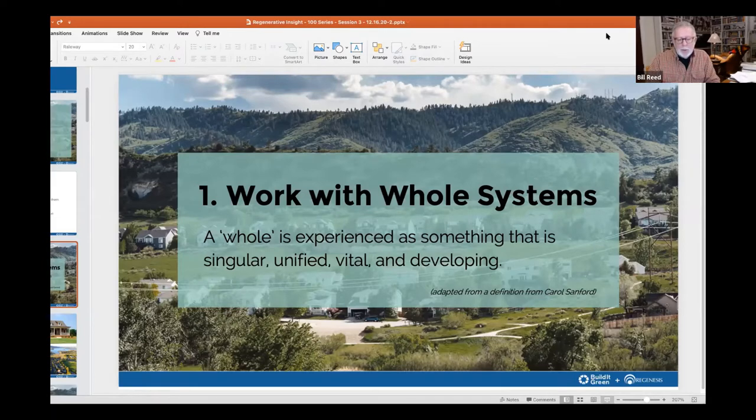And the question about wholes is, what whole are we working with? The universe, North America, California, San Francisco, East Bay. What's important is to understand that a whole is experienced, and we'll read the definition, as something that is singular, meaning it's an entity. It's unified, it's coherent, it's vital, it's alive, because we're working with living systems and it's developing or it's evolving. So that means that we're not working with objects or things, working with living systems, whether it's a human being, a family system, and so on.